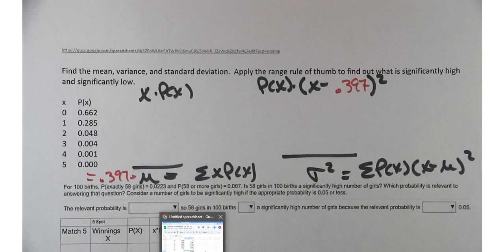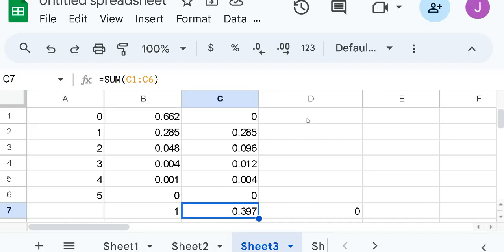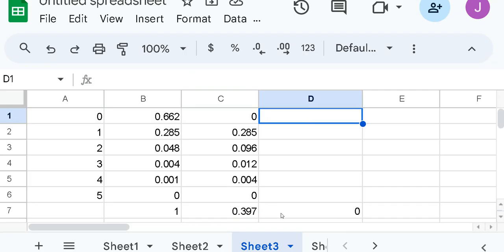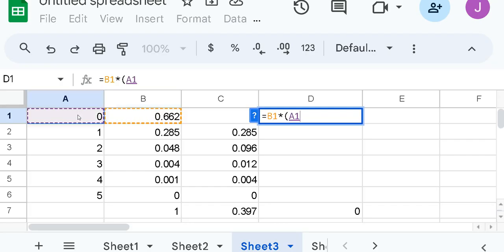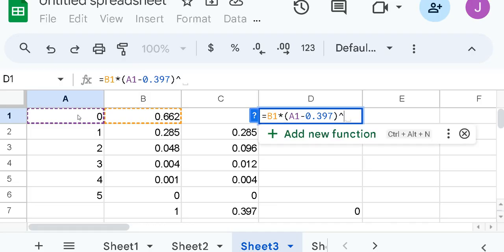So let's go to this next column. Equals P of x. What column has P of x in it? B. Times left parenthesis x minus the mean. Now type in the mean. Type in 0.397. You don't need to type in the 0 if you don't want to. Followed by a right parenthesis, shift 6 to get the square key, like that.